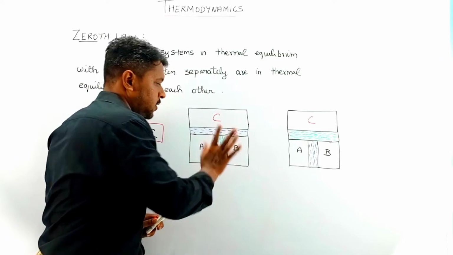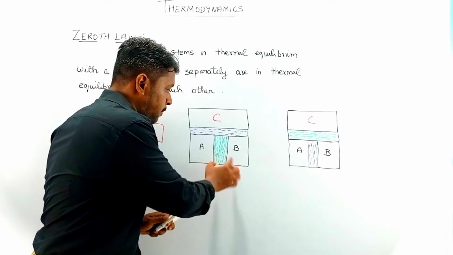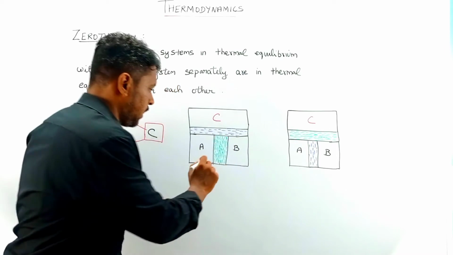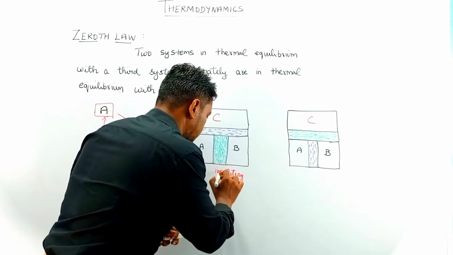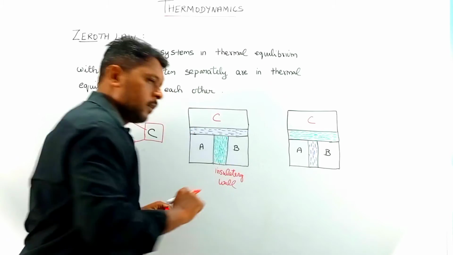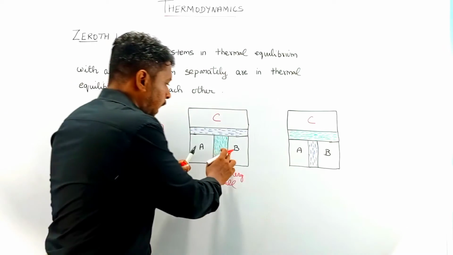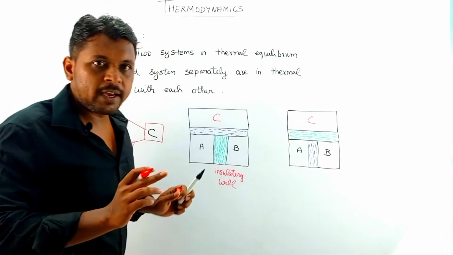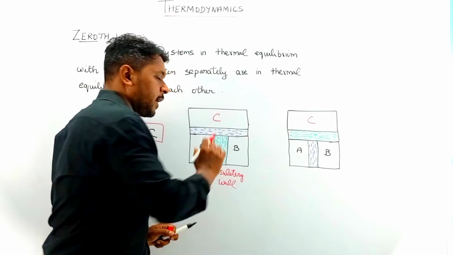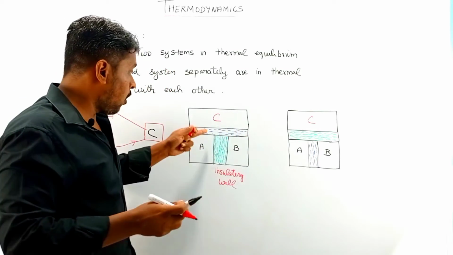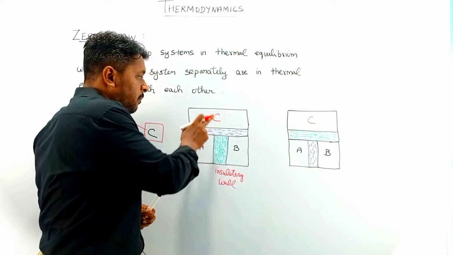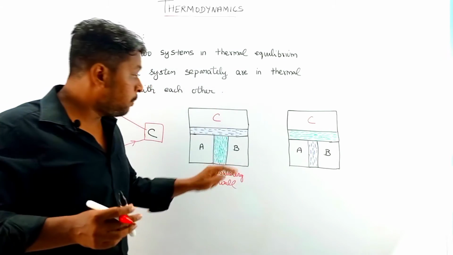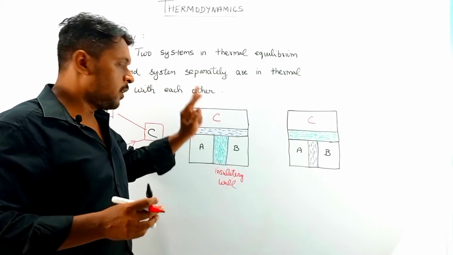See, here I have systems A and B separated by an insulating wall, but A and B are in contact with C by a conducting wall. So by a conducting wall, A and B are in contact with C separately. Okay, so now what happens? A will reach thermal equilibrium with C separately and B will reach thermal equilibrium with C separately.